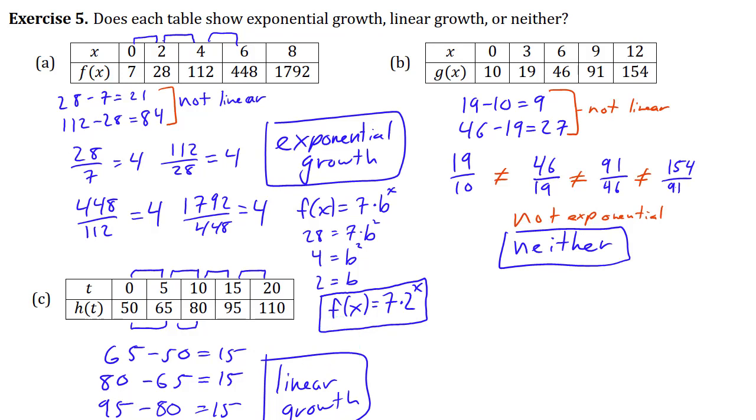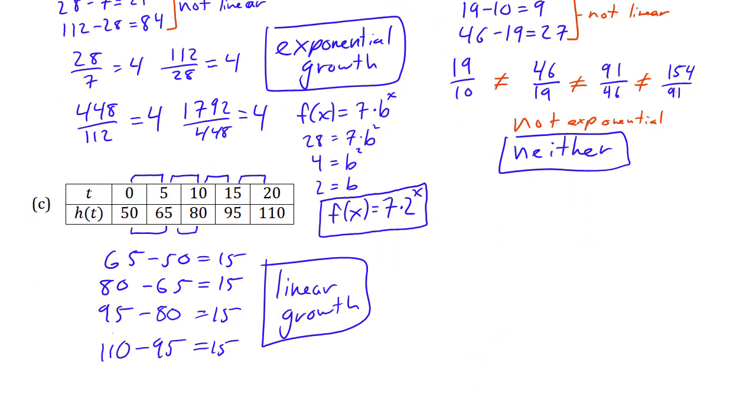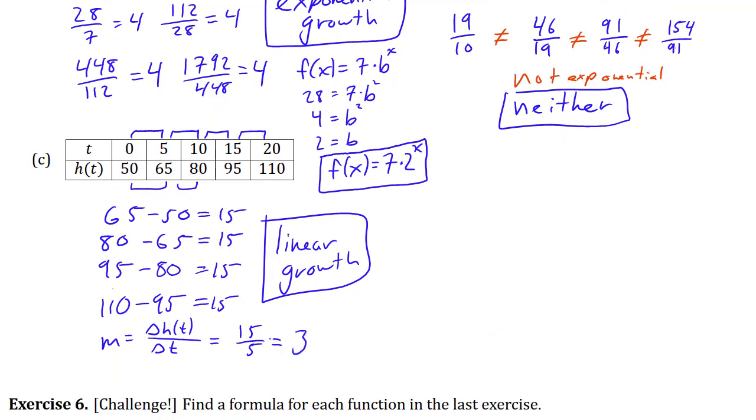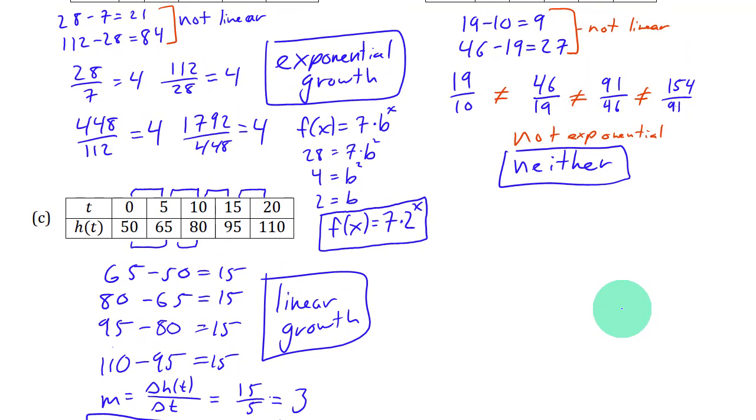I'm going to skip to C, because C is a little bit easier, because we know it's linear. So if it's linear and you want to get a formula for it, we just need to find the slope. The slope is the change in y divided by the change in x, or h of t and t in this case. And the change in y between each one that we got is 15, and the change in x is 5 between each pair of points. So 15 divided by 5 is a slope of 3. And we know the starting value, the y-intercept, is 50. So once we know that the slope is 3, you can write this as h of t equals 50 plus 3t. Okay, so that's that one.